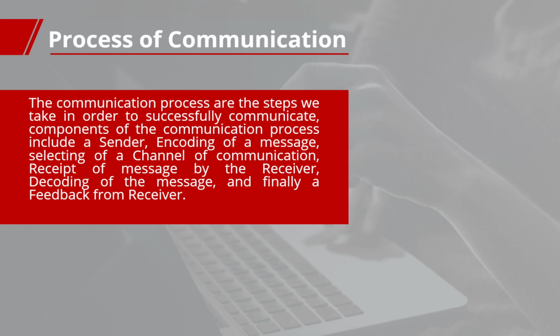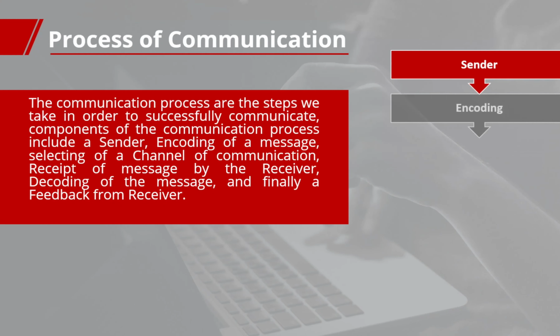Moving ahead, process of communication. What is the process of communication? The communication process is the steps we take in order to successfully communicate. Components of the communication process include a sender, encoding of a message, selecting a channel of communication, receipt of the message by the receiver, decoding of the message, and finally feedback from the receiver. There are six components of the process of communication.